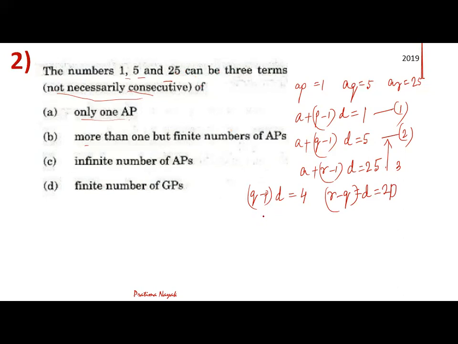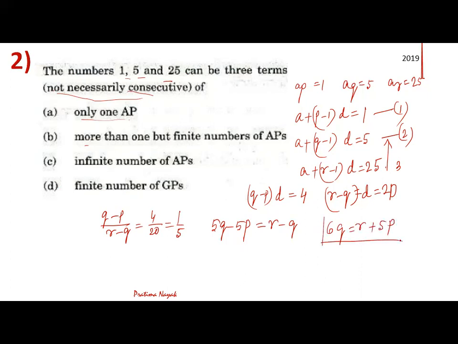Now I'm taking the division. (q minus p) by (r minus q) is equal to 4 by 20, that will be 1 by 5. So 5q minus 5p is equal to r minus q. So from this I'll get 6q is equal to r plus 5p. So how many values will satisfy this relation? Infinite values, infinite integers. So an infinite number of APs can be possible.